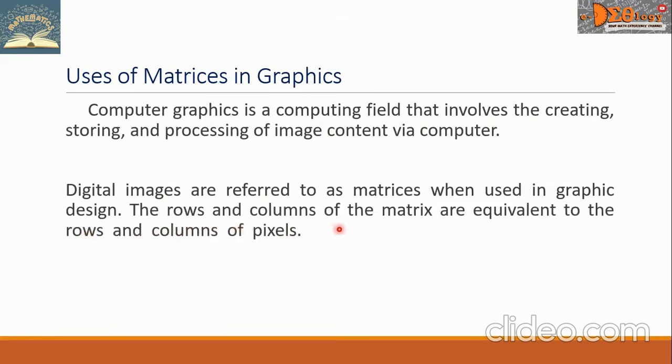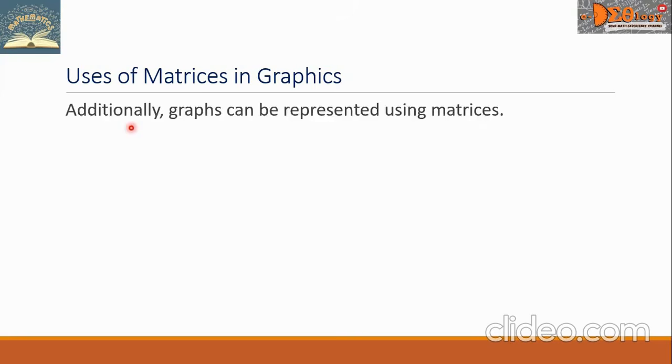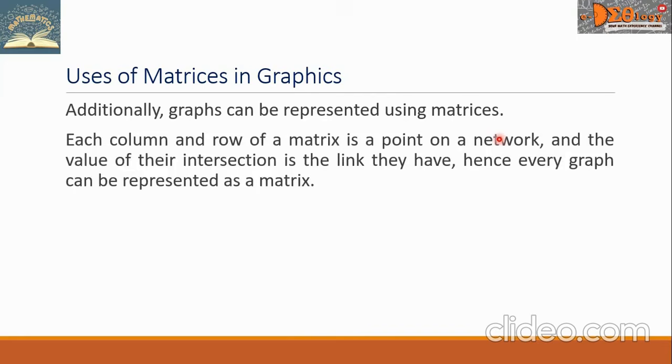The rows and columns of the matrix are equivalent to the rows and columns of pixels. Also, the number entries match the color codes of the pixels. Additionally, graphs can be represented using matrices. Each column and row of a matrix is a point on a network, and the value of their intersection is the link they have. Hence, every graph can be represented as a matrix.